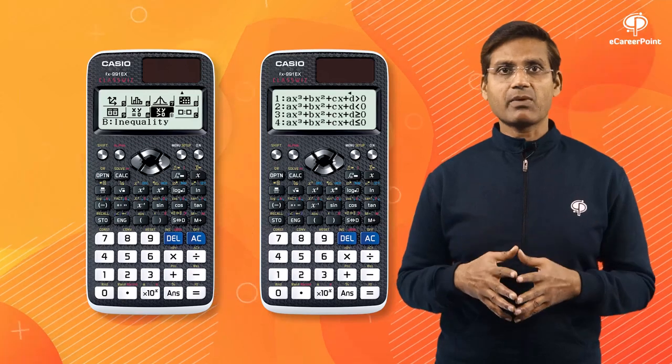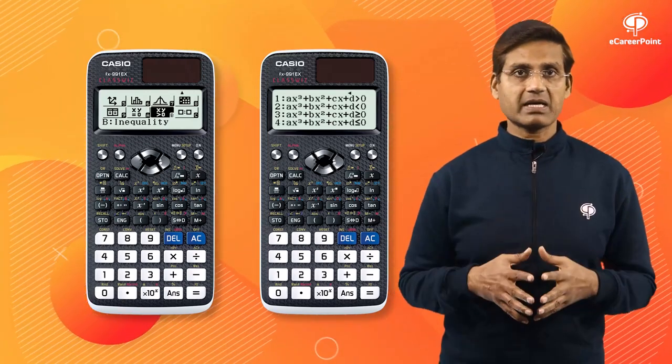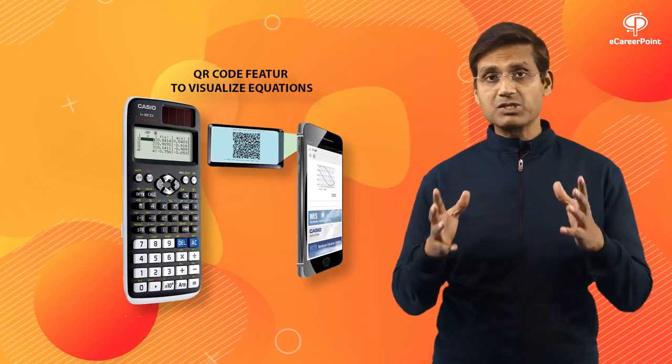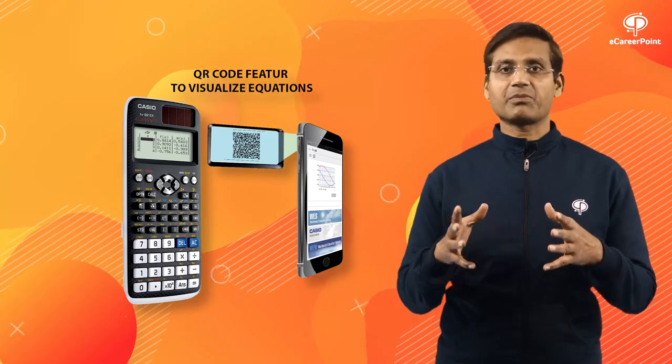Even you can solve inequalities and polynomial equations using FX991EX ClassWiz Casio calculator. This calculator has a very special feature of QR code generation, using which you can visualize graphs of polynomial expressions.